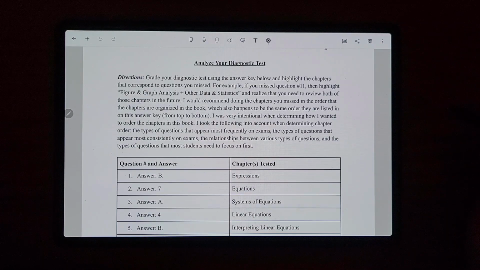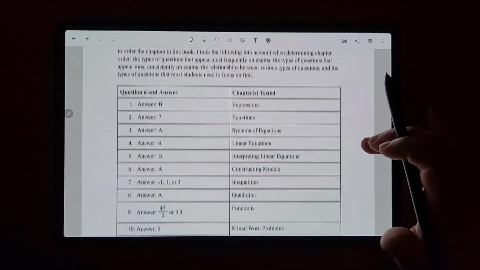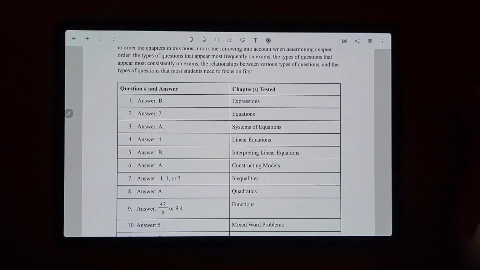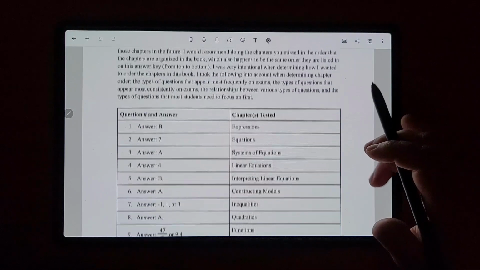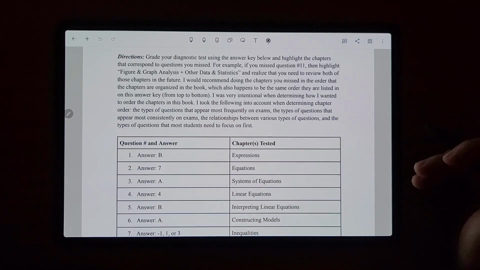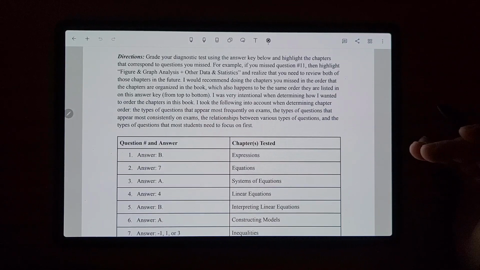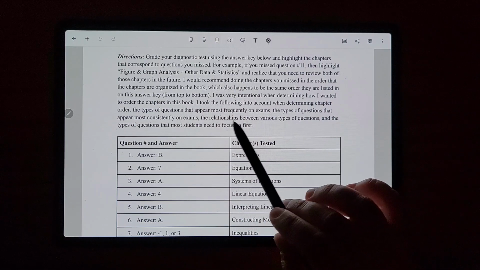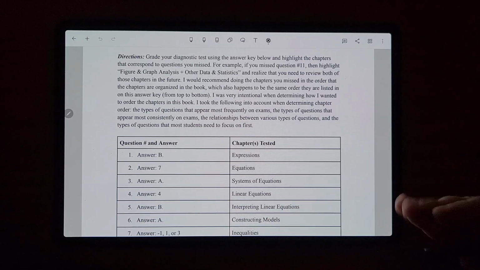Let's see, what else did I want to mention? I would recommend doing the chapters in the order they're organized in the book, which also happens to be the order they are organized in the answer key. I was very intentional with how I determined the ordering of chapters in this book. I didn't just do it based off of one criterion. I mixed a bunch, and I list the criteria here of what I did when determining the order of the chapters.